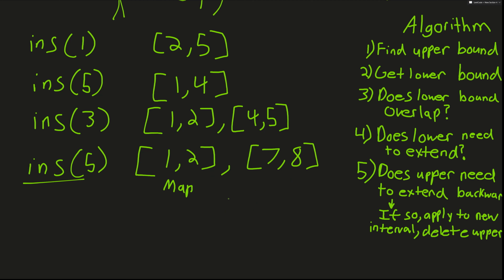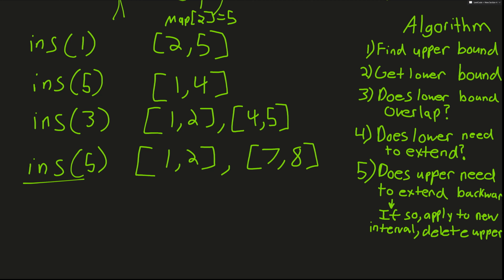So then let's look at our first example. We only have one interval, 2 and 5, and we need to insert 1. So our algorithm is going to be, first, find the upper bound. That's the first interval that is greater than the value that we have. In that case, we have 2. So in code, map of 2 is going to equal 5. So when we ask C++ for the upper bound, it's going to give us this entry.